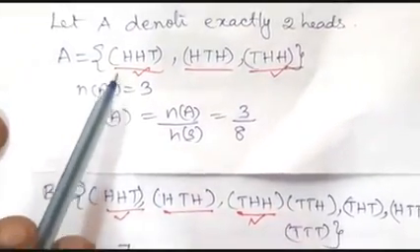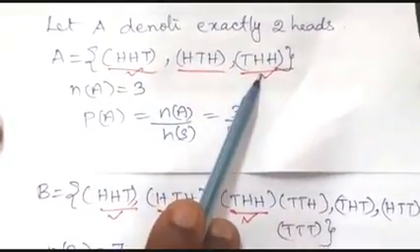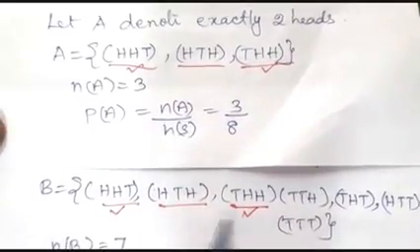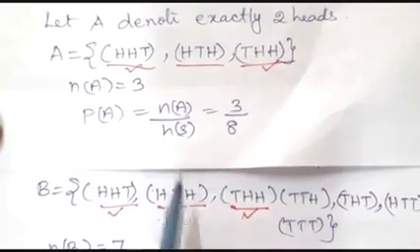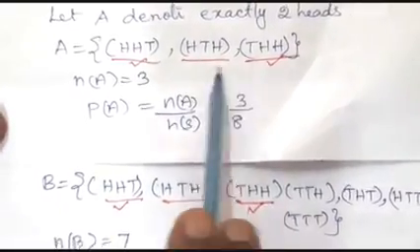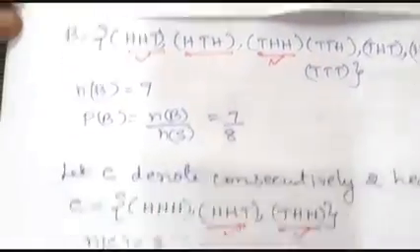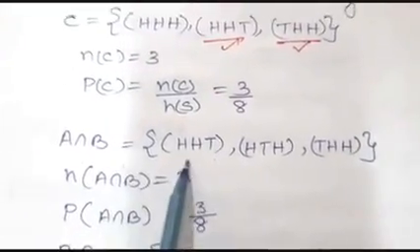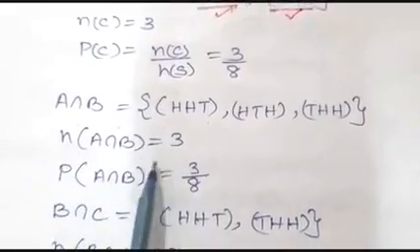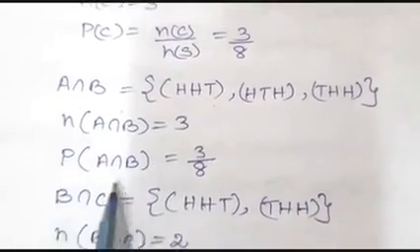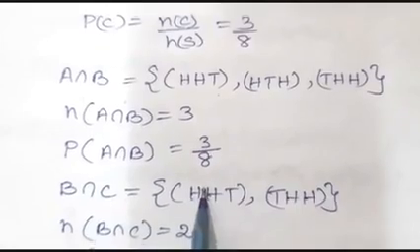Here in A, these 3 elements are common in A and also in B. That is HHT, HTH, THH. These are the 3 elements common. So we write A intersection B is equal to {HHT, HTH, THH}. N of A intersection B is equal to 3. P of A intersection B is equal to 3 by 8.